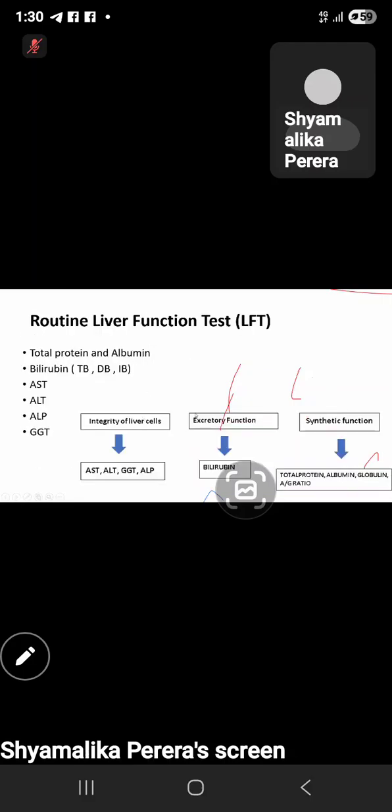So I summarize these routine liver function tests: total proteins and albumin, bilirubin levels, AST, aspartate transaminase, SGOT, ALT, alanine transaminase, SGPT, ALP, alkaline phosphatase, and GGT, gamma GT. So those are the routine liver function tests. But I classify them into 3 groups.